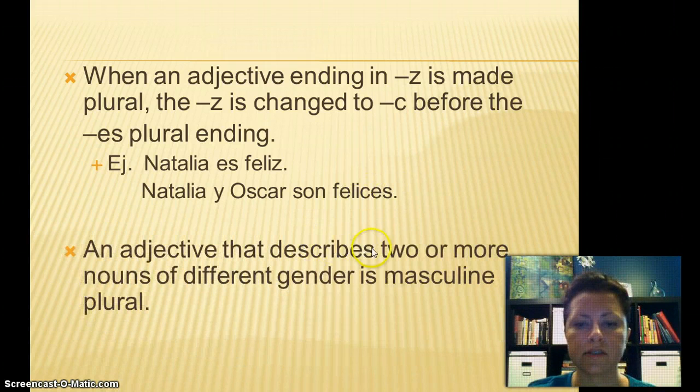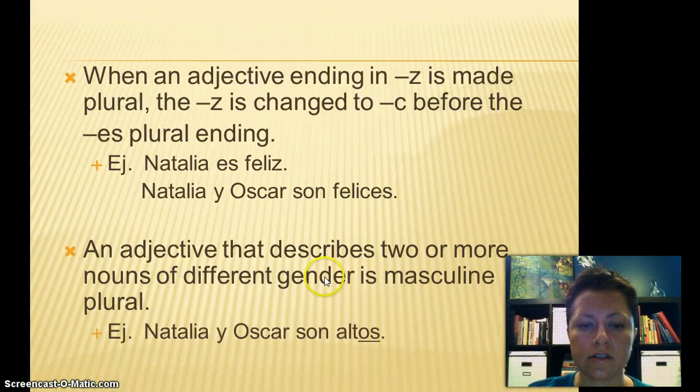An adjective that describes two or more nouns of different gender is masculine plural. So here, Natalia y Oscar. Remember that the boy here rules. Okay, Natalia y Oscar son, don't forget your verb conjugated correctly, altos. So it's masculine, plural. You add an S because this is a vowel.